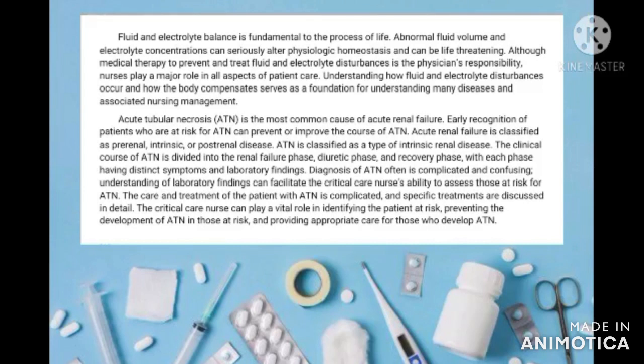Early recognition of patients who are at risk for ATN can prevent or improve the course of ATN. Acute renal failure is classified as pre-renal, intrinsic, or post-renal disease. ATN is classified as a type of intrinsic renal disease. The clinical course of ATN is divided into the renal failure phase, diuretic phase, and recovery phase, with each phase having distinct symptoms and laboratory findings. Diagnosis of ATN often is complicated and confusing. Understanding of laboratory findings can facilitate the critical care nurse's ability to assess those at risk for ATN.